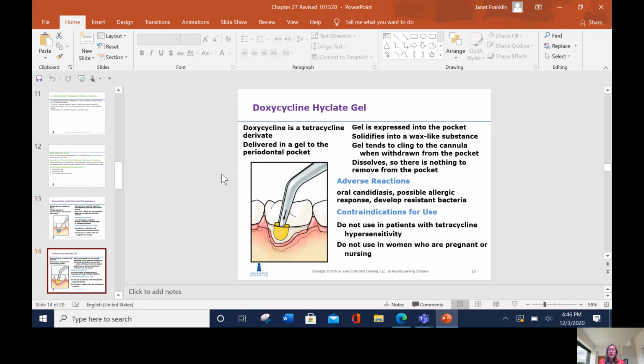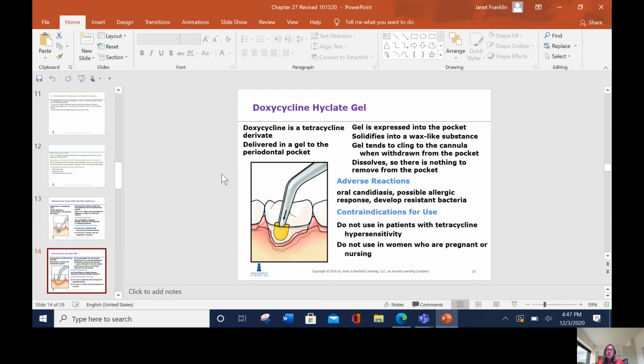And there's a doxycycline gel, which is delivered in a gel. So it was basically the same thing. It was a gel that's inside the tip of a plastic tip, and you put the gel inside the pocket, and the gel would stick to the side of the tooth and slowly dissolve over a period of time.